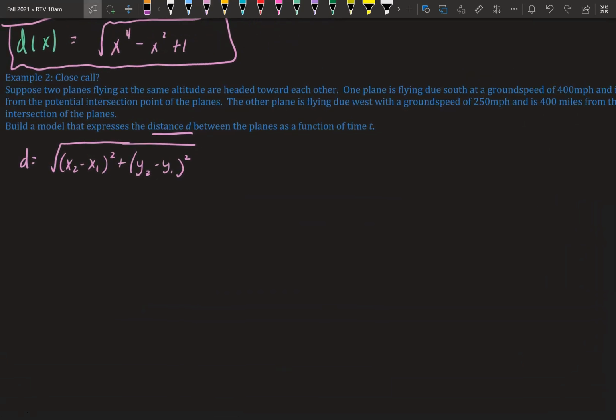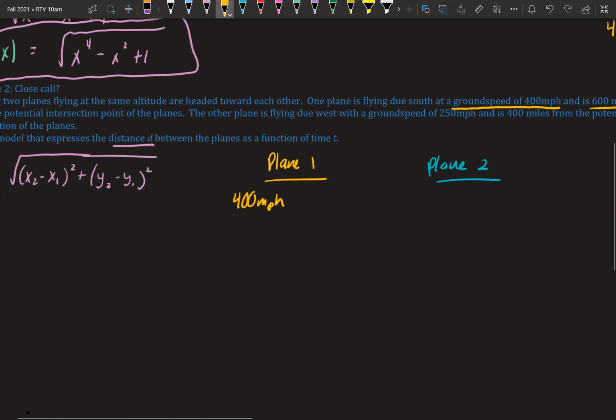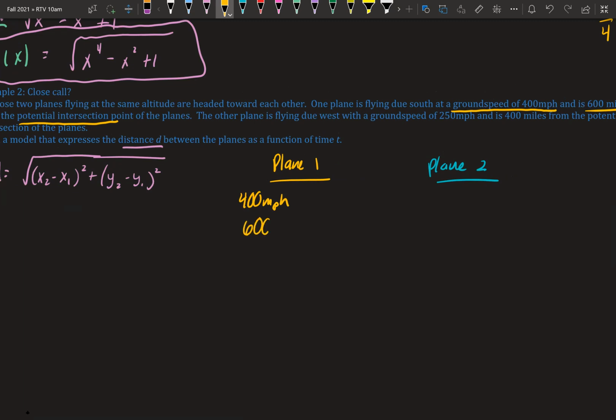So now let's start bringing out all of our information about our planes. So we have 2 planes, so we'll say plane 1 and plane 2. Real technical terms there. Our one plane, we're not going to even draw it this time. We're just going to go straight for it. One plane is going south at a ground speed of 400 miles per hour, and is 600 miles from intersection. The other plane is going west at 250 miles per hour and is 400 miles from the intersection.